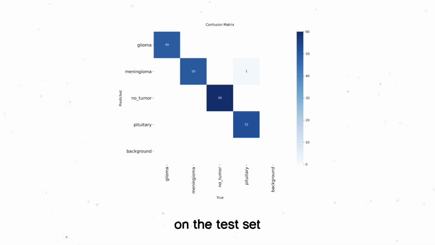Now, on the test set, YOLO V8 achieved around 98 to 99% accuracy. The confusion matrix showed glioma 49 correct, meningioma 50 correct and 1 misclassified as no tumor, for no tumor 60 correct, and lastly pituitary 52 correct. The few errors came from borderline cases where even experts might hesitate. Overall, the model generalized well and showed strong real-world reliability.